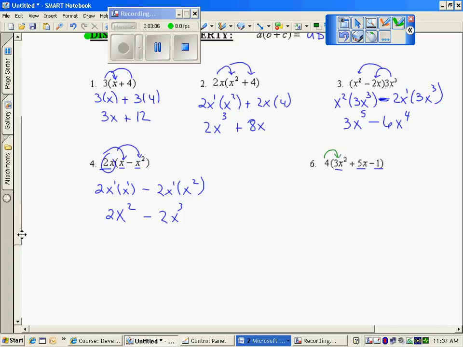gets passed out or distributed to all. So the 4 was distributed to the 3x squared, and the 4 was distributed to the 5x, and the 4 was distributed to the 1. Notice you keep your signs, the positives and negatives. So this is 12x squared plus 20x minus 4.